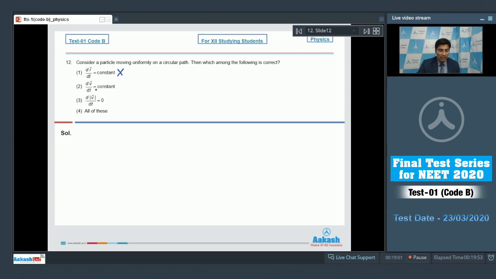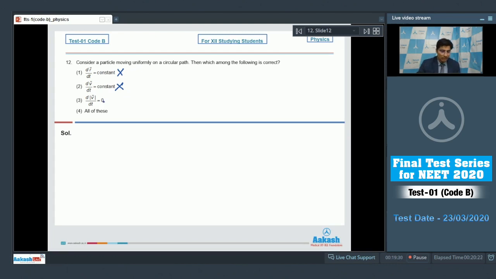Second option says that d velocity by dt is constant. Dear students, the rate of change of velocity is equal to the acceleration, and in the case of uniform circular motion, the acceleration is always directed from the particle to the center, that is the centripetal acceleration. Though the centripetal acceleration does not change in magnitude, it does change in direction, and therefore option number 2 is also incorrect, as the centripetal acceleration cannot be said to be constant.